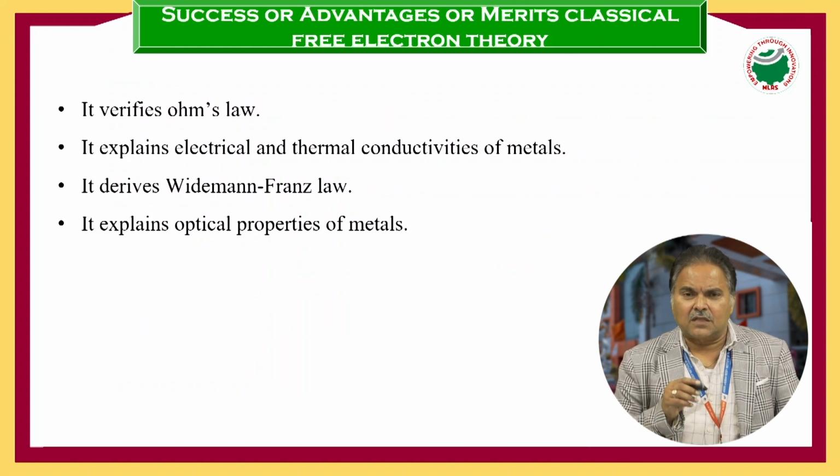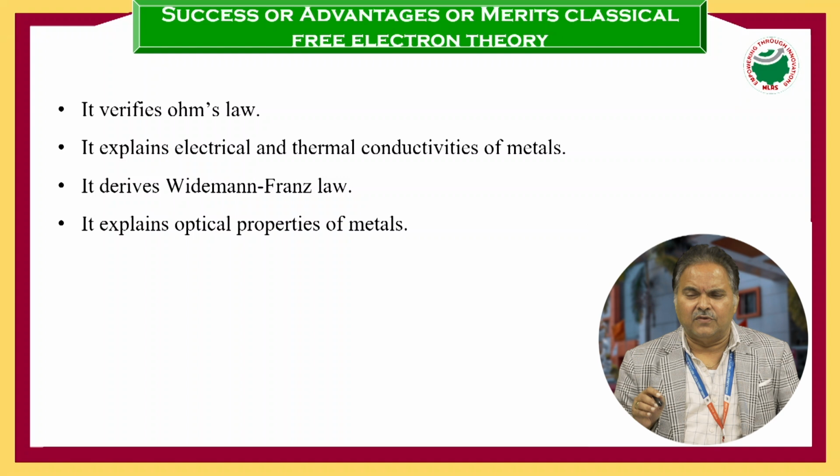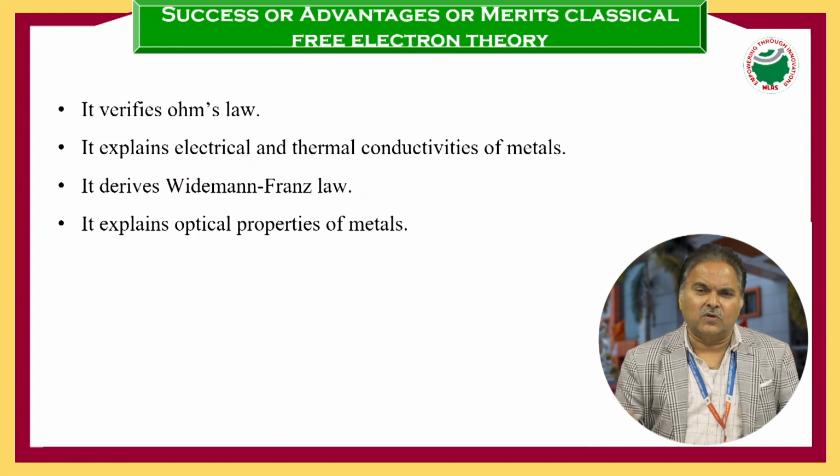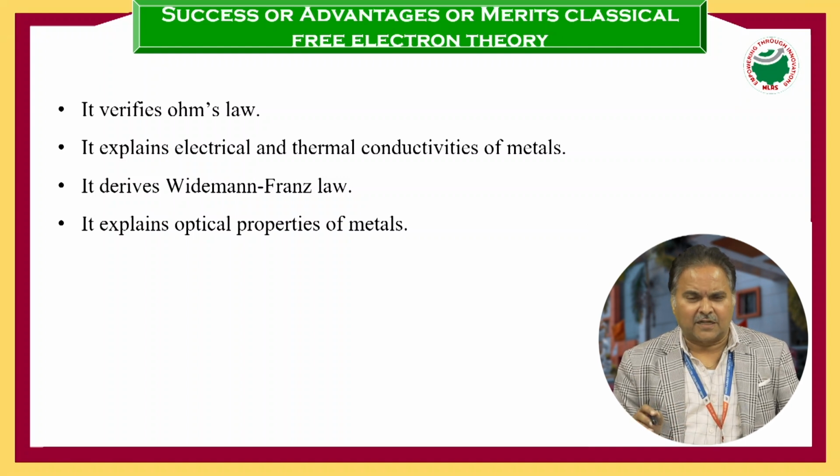So those are the assumptions. The electron will move freely without any boundary, and it will collide with a neutron or a center core, so it will be an elastic collision. Then it will be distributed according to the Maxwell-Boltzmann distribution, and the electrons will move opposite to the electric field. So these are the assumptions of the free electron theory.